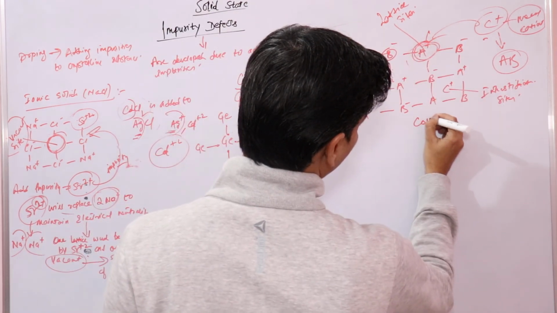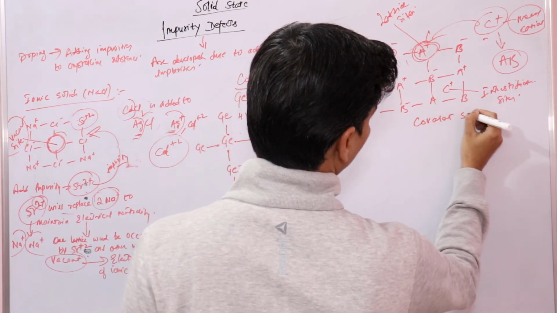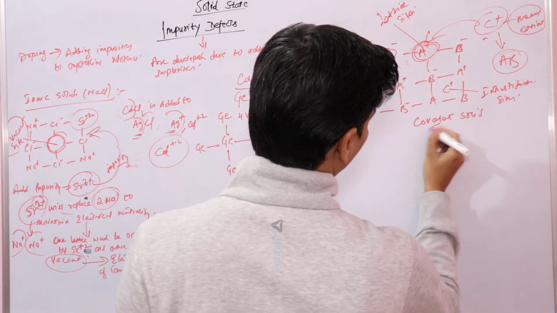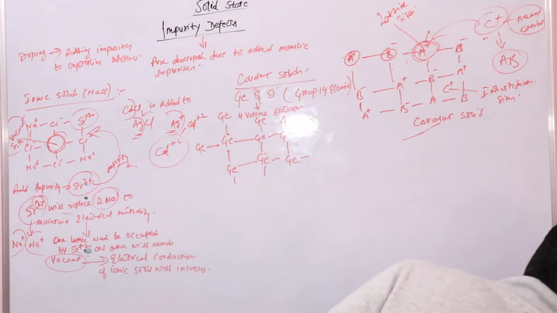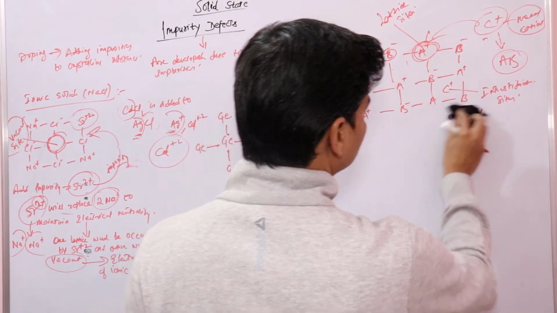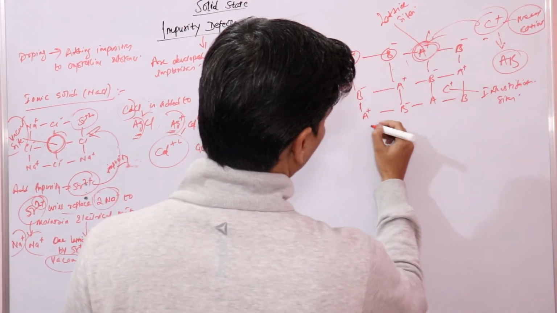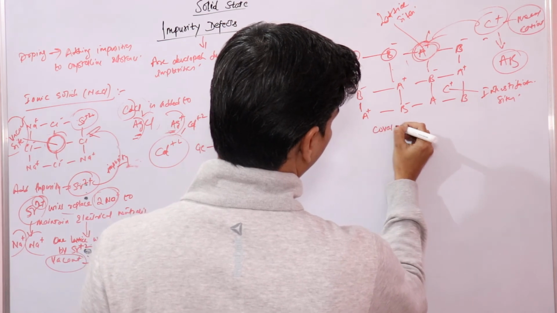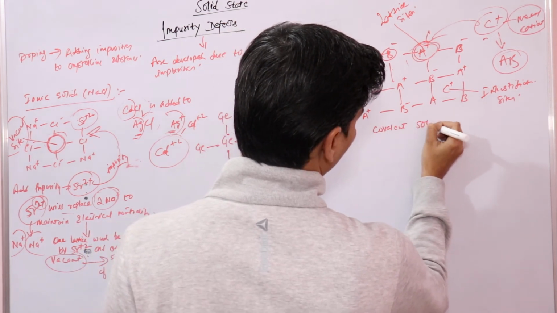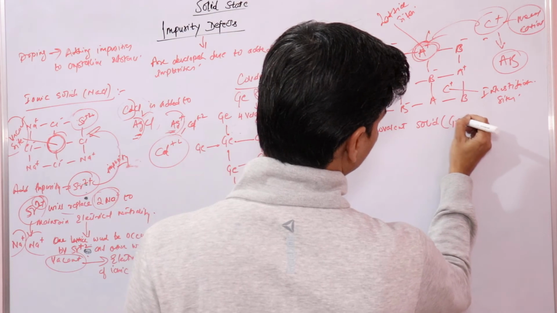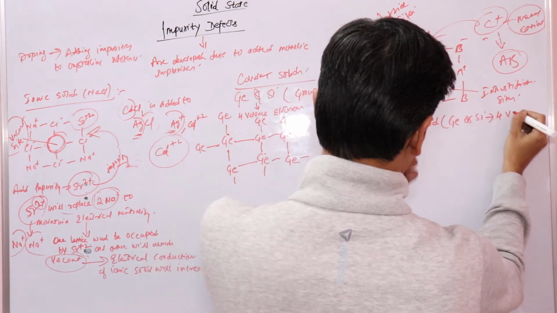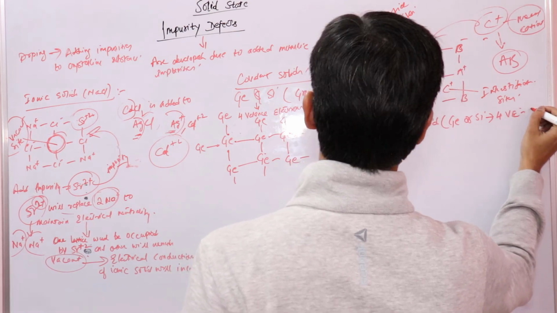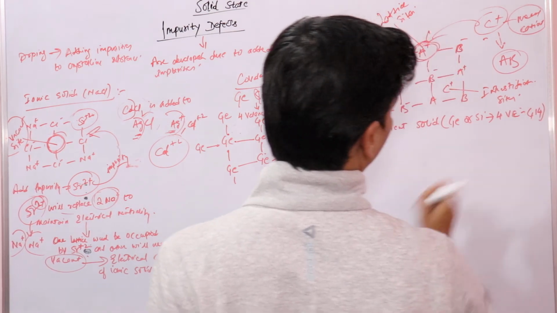So to covalent solids we can add two types of impurities. Let's just do it over here. Two types of impurities. Covalent solids like germanium or silicon, right? Both have 4 valence electrons and belong to group 14 in the periodic table.